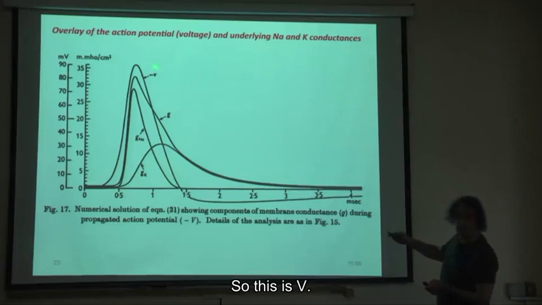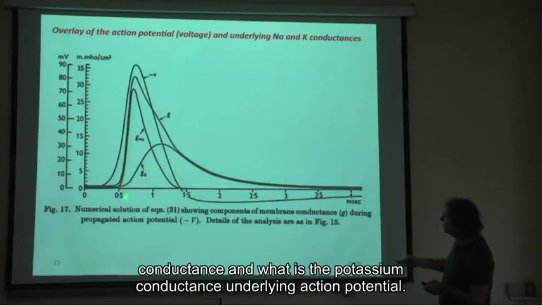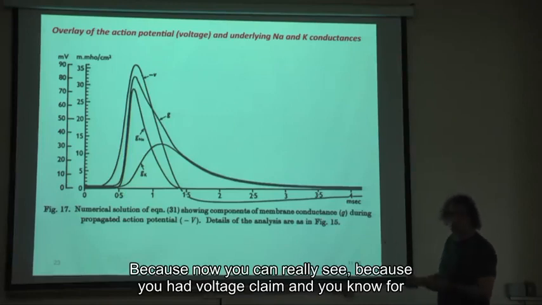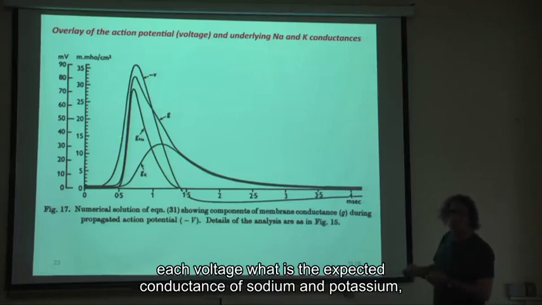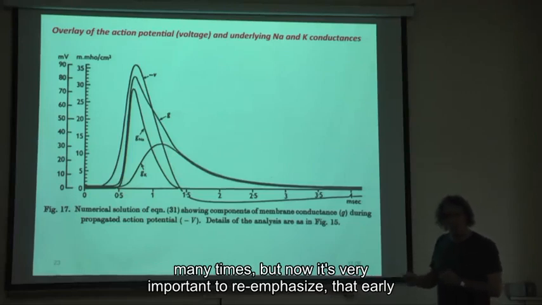So this is V. But because you have the mathematics, you can also see what is the sodium conductance and what is the potassium conductance underlying the action potential. And that's the beauty of this theory, because you had voltage clamp and you know for each voltage what is the expected conductance of sodium and potassium, you can now reconstruct the conductances. And you can see something that I mentioned many times, but now it's very important to re-emphasize.